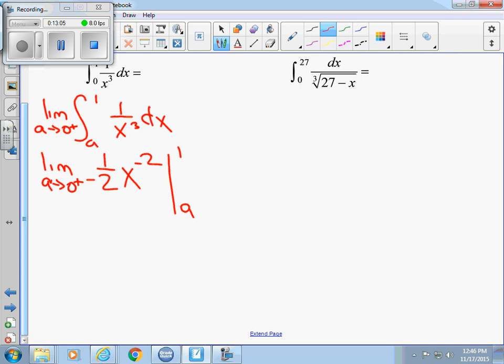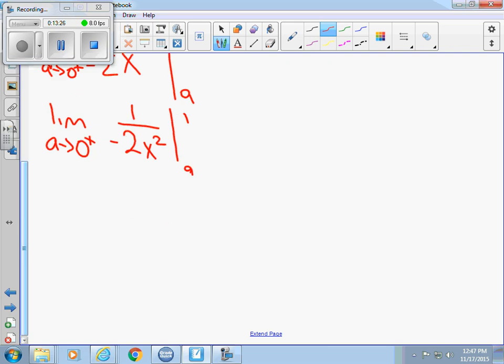It's good to know where I'm approaching 0 from, maybe it will converge from the side I care about. I'm going to rewrite this as 1 over negative 2x squared. You could have done that all in one step. Plug in 1, I get negative 1/2. Minus, plug in a, minus the negative, I get plus 1 over 2a squared.